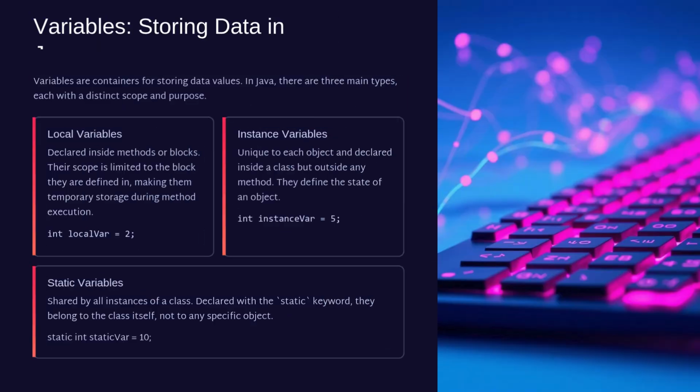Variables: storing data in Java. Variables are containers for storing data values. In Java, there are 3 main types, each with a distinct scope and purpose. Local variables are declared inside methods or blocks. Their scope is limited to the block they are defined in, making them temporary storage during method execution.